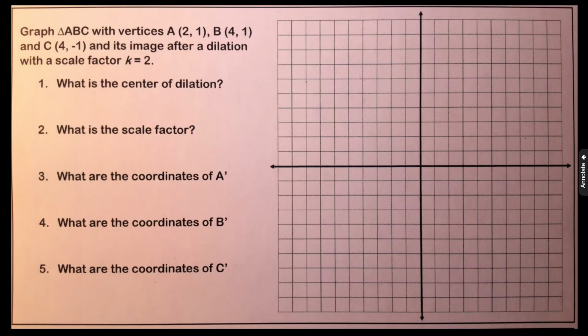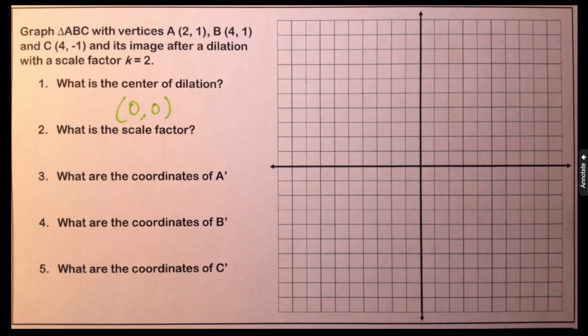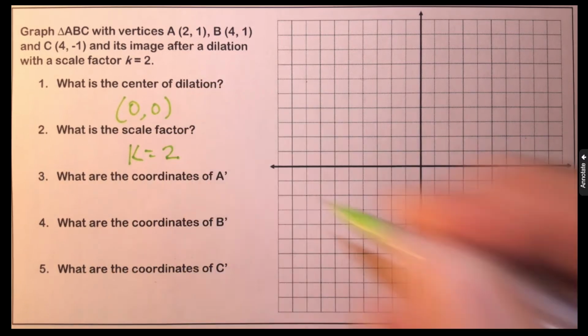Graph triangle ABC with vertices A at 2, 1, B at 4, 1, and C at 4, -1, and its image after a dilation with a scale factor of K equal to 2. So our first question, what is the center of dilation? Well, on all problems that are on a graph, in this class, the center of dilation will be at 0, 0. What is the scale factor? On this problem, it tells us the scale factor is 2.